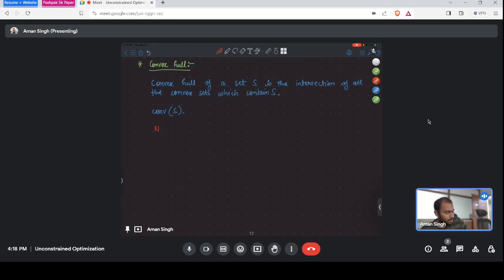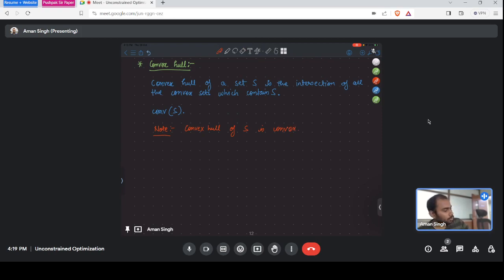So what does this definition say? Let's say we have a set S, and in that n-dimensional space there are several convex sets. The intersection of all those convex sets which contain S is the convex hull. Now we also saw that the intersection of any number of convex sets is also convex. So basically, by definition, the convex hull of S is convex.